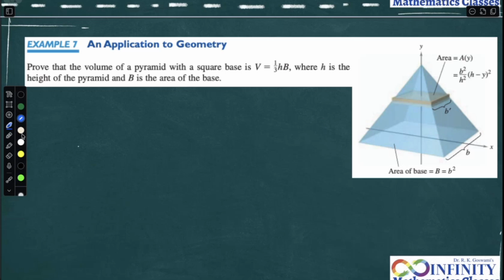So now look at the question, please. Prove that the volume of the pyramid is going to be 1/3 of height into B. What is B there? B represents the area of base. So the base is going to be square. This is another piece of information given to you. And you need to just focus on the graph.